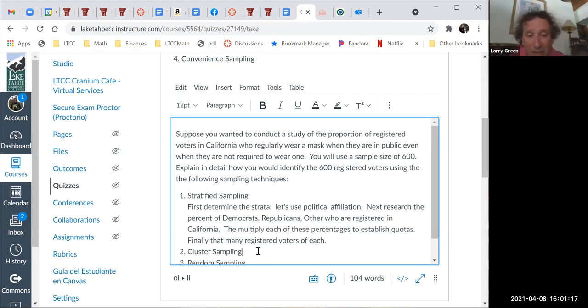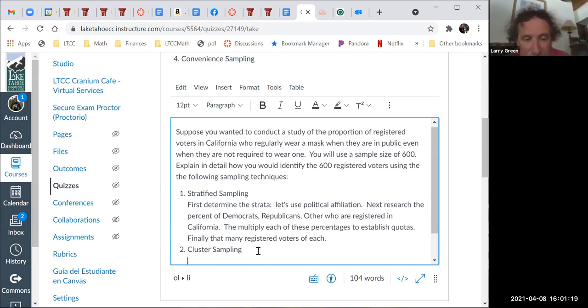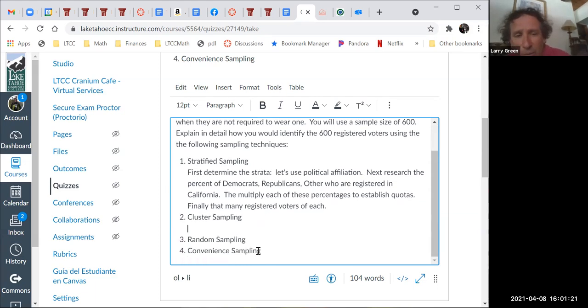Okay, now we go to cluster sampling. All right, so cluster sample, what does that involve? What do we first have to do? Determine your clusters. We have to divide the population into clusters, a lot of clusters, so that each cluster is a reasonable number. Remember, we're only surveying 600 people. So you might have a cluster of 50 people each cluster or so, not a lot.